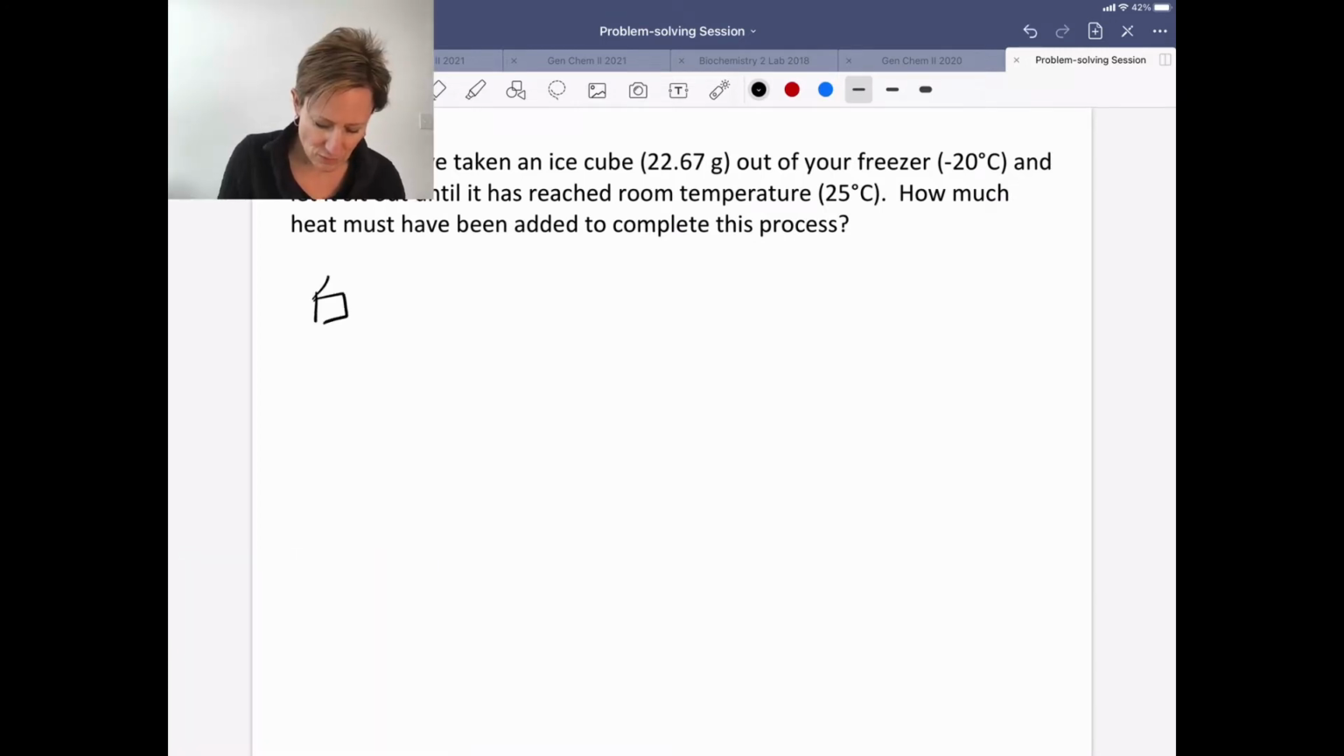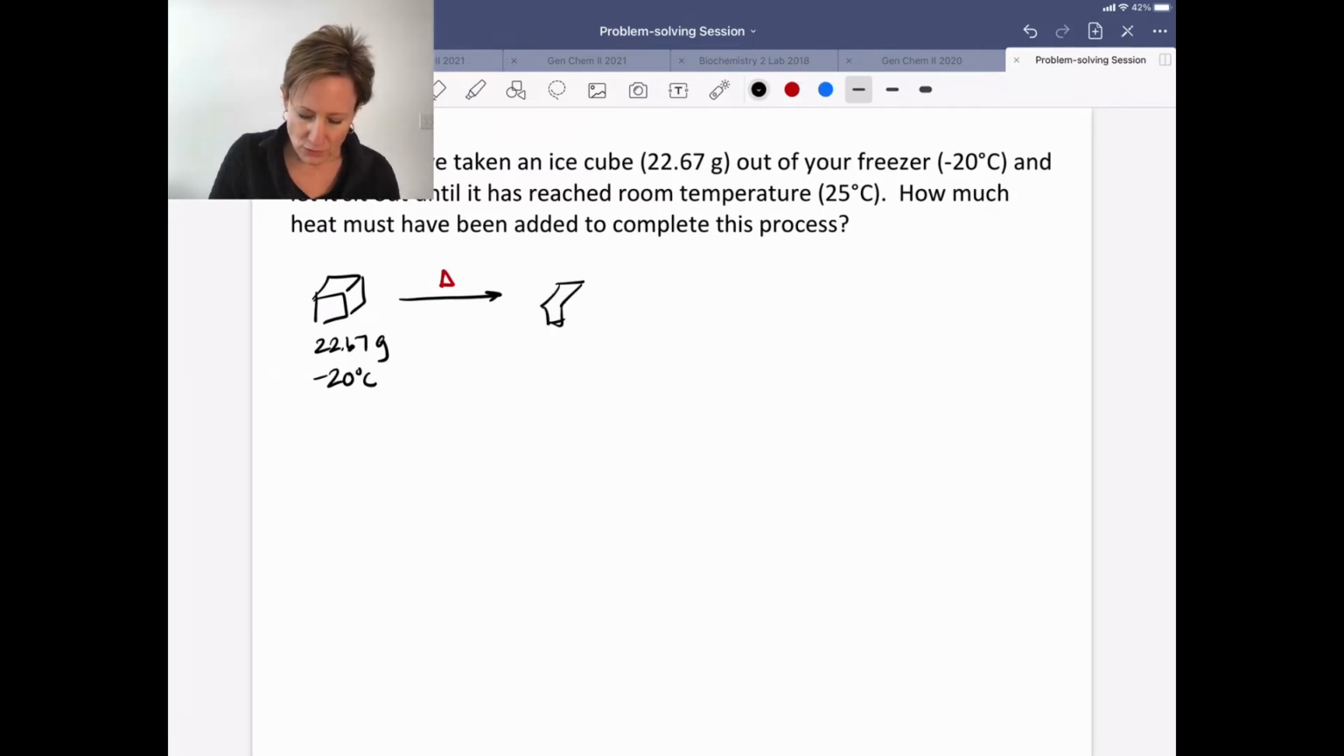So first, let's imagine we've got an ice cube here, and our ice cube is 22.67 grams. It's at minus 20 degrees C. And the first thing that's going to happen is I'm going to add heat that's going to take that to an ice cube that's at 0 degrees. So I've got this ice cube here that's still 22.67 grams, but now it's at 0 degrees. And how do I know I stop with an ice cube at 0 degrees? Because I know at 0 degrees, that's when that ice cube is going to start to melt.